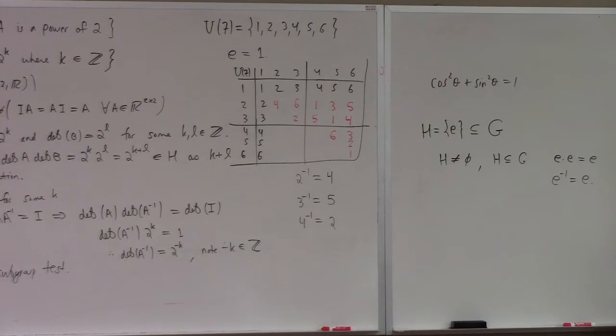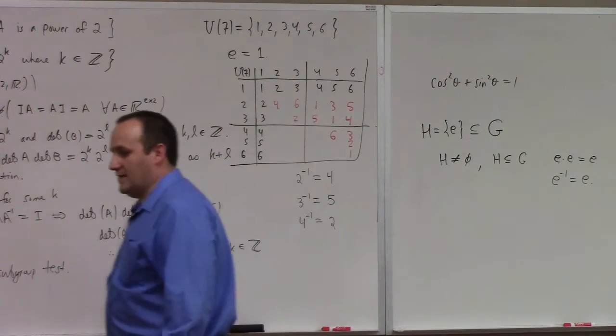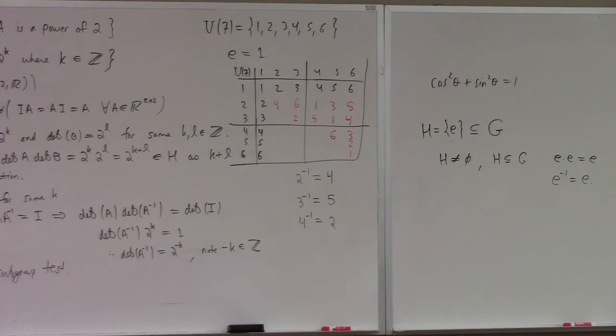So by the two-step subgroup test, H is a subgroup. It's just a silly subgroup. The empty set is a subset of G, but obviously not a subgroup. The empty set cannot be a subgroup because it doesn't have an identity element. That is true.